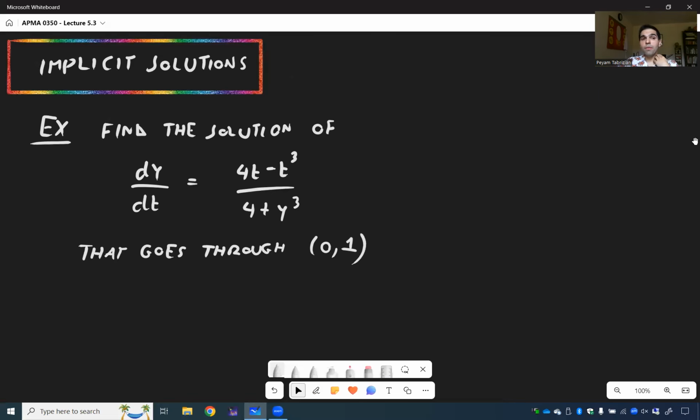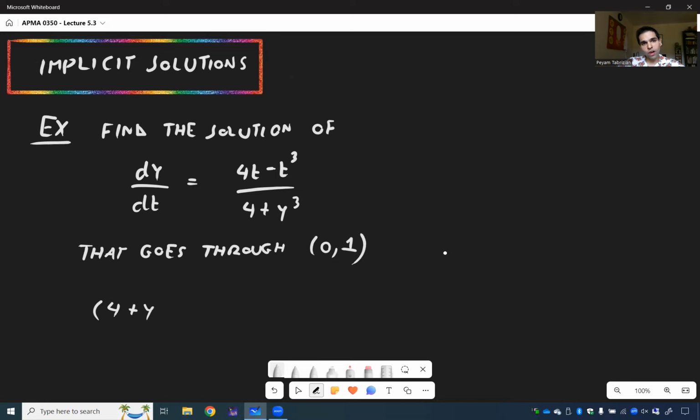The goal of this problem is not only to give you an extra example of separation of variables, but also to illustrate the concept of hidden solutions. So in particular, let's find a solution of this differential equation that goes through the point (0, 1). So in terms of separation of variables, let's cross multiply.